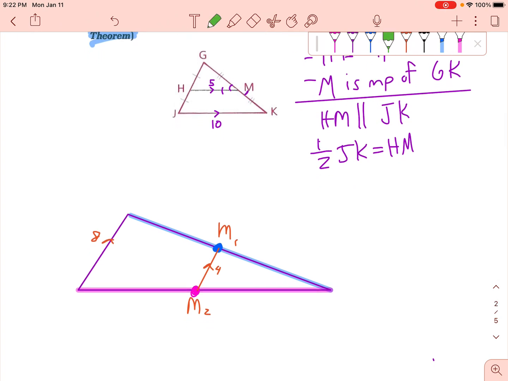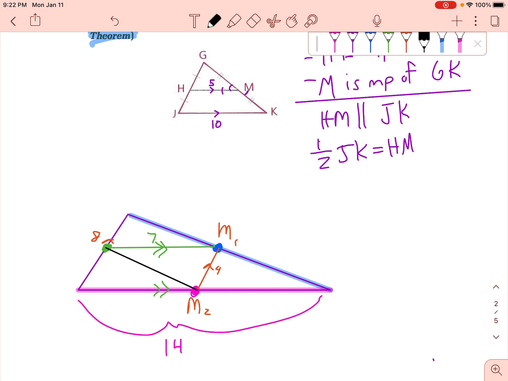You can connect all the midpoints if you wanted to, and we're going to talk about that. But again, look at this. So this green segment is parallel to this pink segment, and it's also half as large. So hypothetically, if this pink segment was 14, this green segment would be 7. And then, of course, you can connect this last one right here. Again, parallel to the blue side.